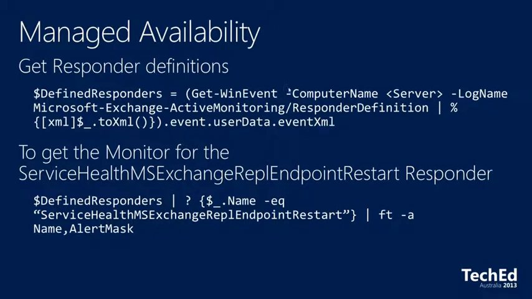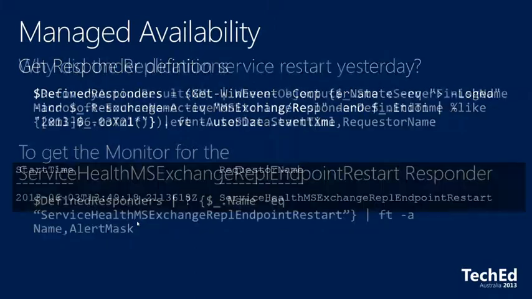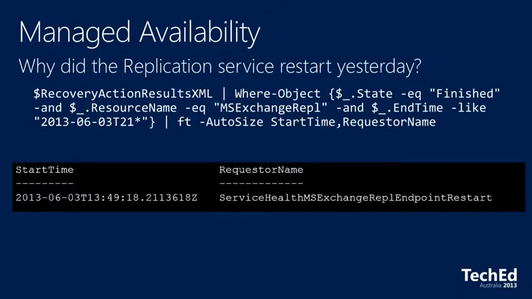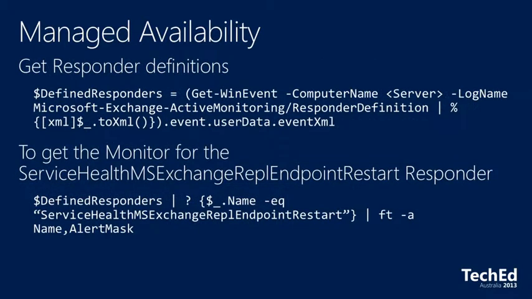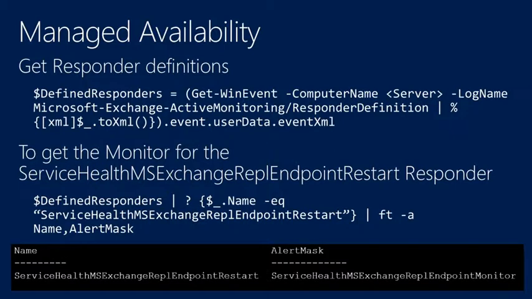So what we're doing now is we're getting those responder definitions, and we're looking specifically for the responder that we saw in the previous slide. See that long requester name? That's the responder that we're looking for. So we're getting that here from the defined responders. We're getting a list of all the responders, and now we're just asking for, tell us which one that is, and give us the alert mask. And the alert mask in this case is the name of the monitor that triggered that responder.